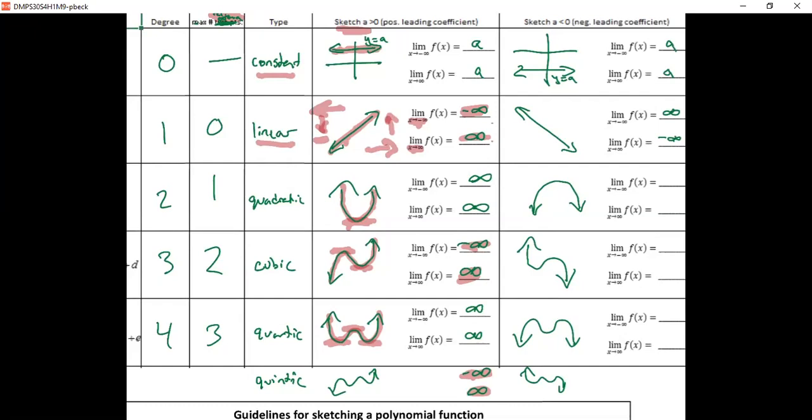Now, what happens if it's an even degree? So if it's an even degree, then if you remember in algebra 2, we said up, up. So as x goes to negative infinity, y goes to positive infinity. As x goes to positive infinity, y goes to positive infinity. So we read that as the limit as x approaches infinity of our function f of x is positive infinity. And positive infinity, positive infinity.